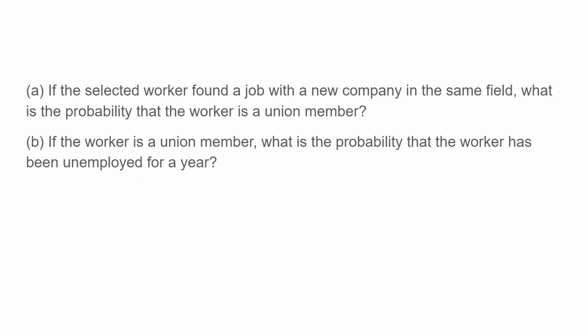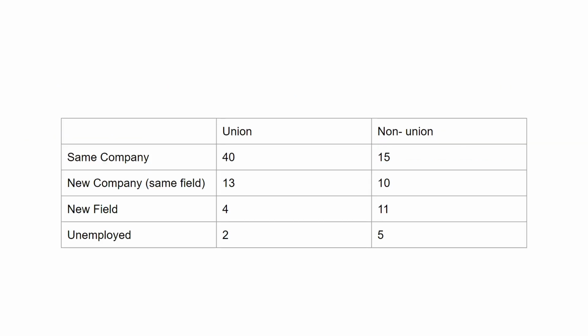What is the next question? If the worker is a union member, what is the probability that he has been unemployed for a year? So can I just look at the table and tell me, it is given that he is a union member. What is the probability he has been unemployed for 1 year? Huh? 2 by 100 divided by what? Only 2 by 100 divided by? Why 7?